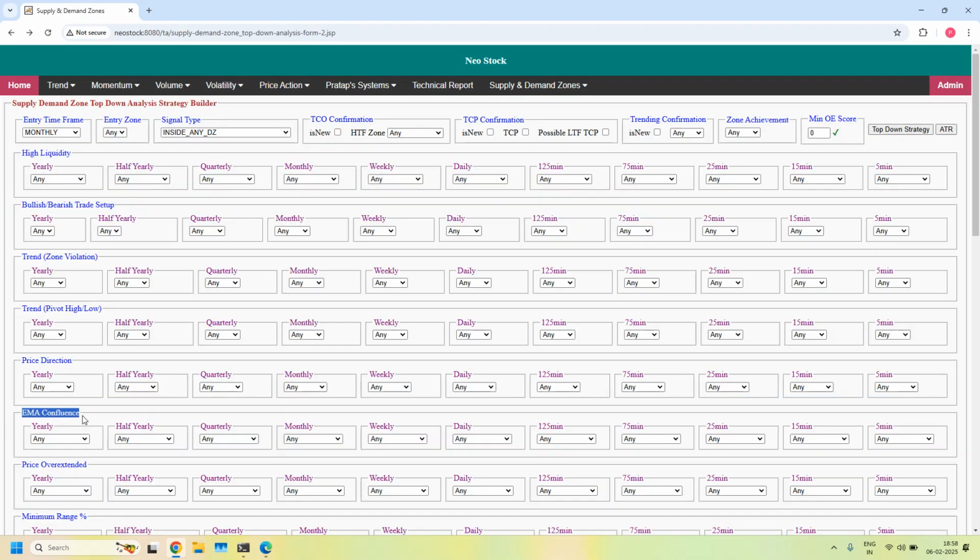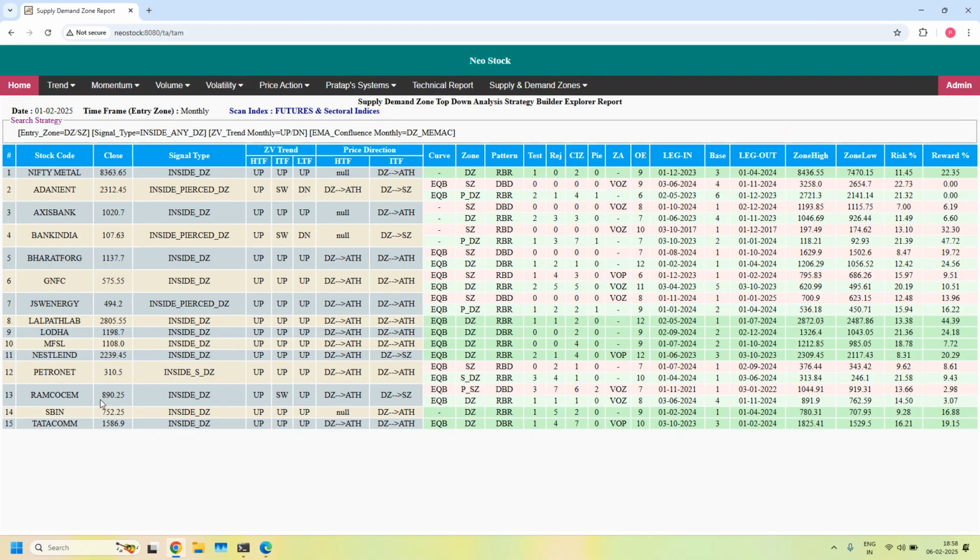Let us verify. In the EMA confluence monthly time frame, monthly demand zone having monthly EMA confluence filter is enabled, and the trend on the monthly time frame should be up or down with these filters. We got 15 stocks. Out of 38, 15 are filtered. All these monthly demand zones are having monthly EMA confluence, and current price closed inside these monthly demand zones. Some of these monthly demand zones are also high liquidity zones, some are pierced zones.